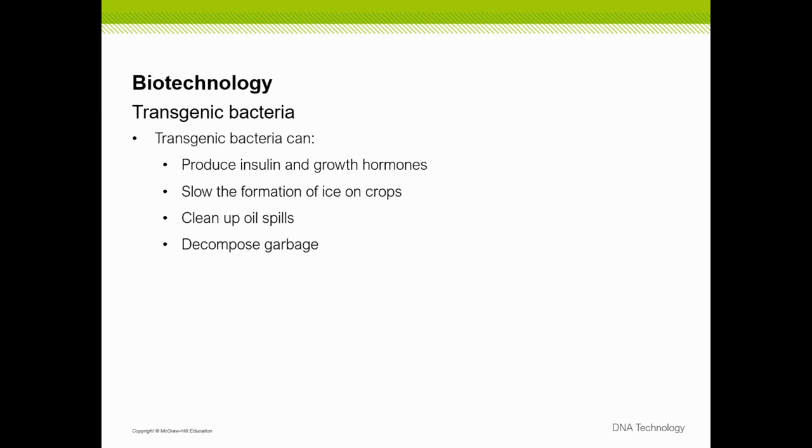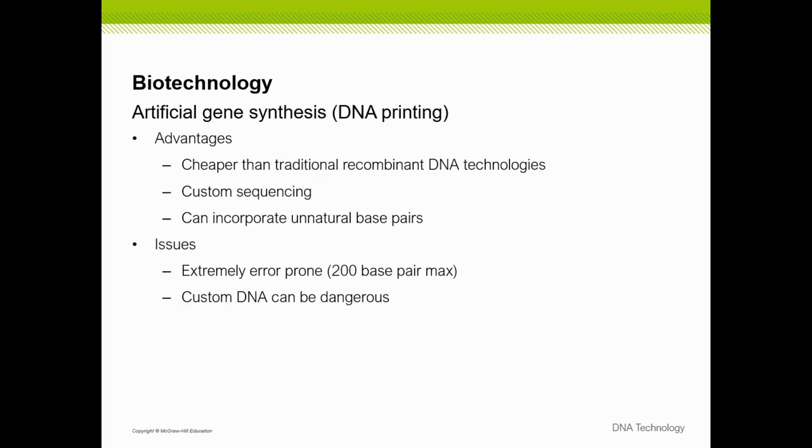We could have bacteria help slow the formation of ice on crops. We could even design bacteria to help us clean up oil spills. We had that occur in the Gulf of Mexico. We introduced a lot of different types of transgenic bacteria to help us try to clean up the environment. And then we could also design bacteria to help decompose garbage at a faster rate so that we could be using them in landfills. There are a lot of different types of biotechnologies when it comes to transgenic organisms, just taking genes from one organism and putting them in another organism.